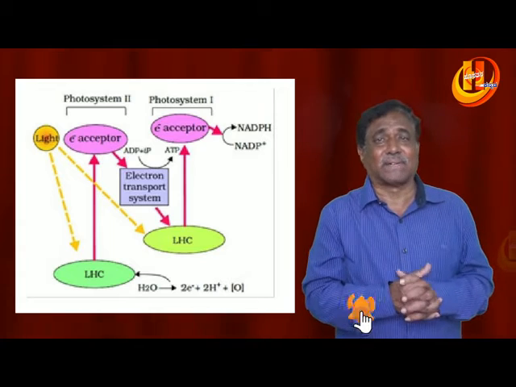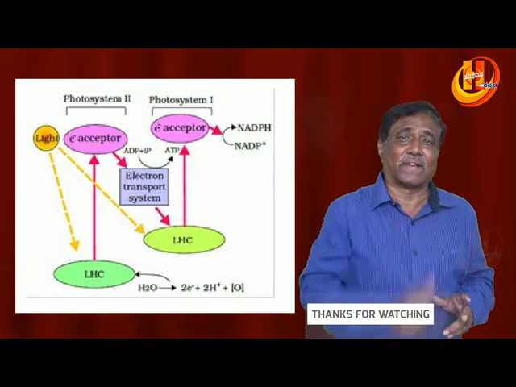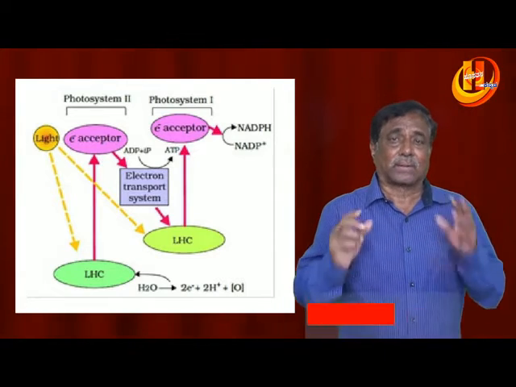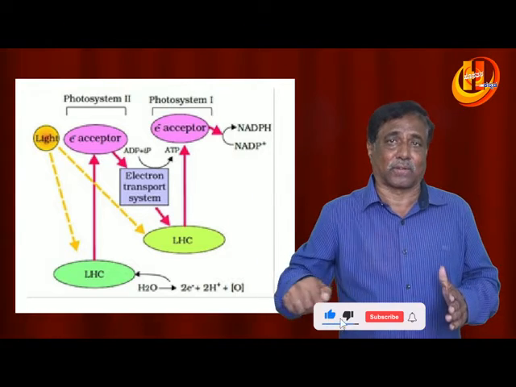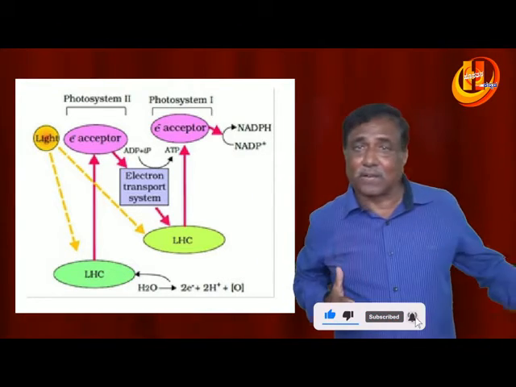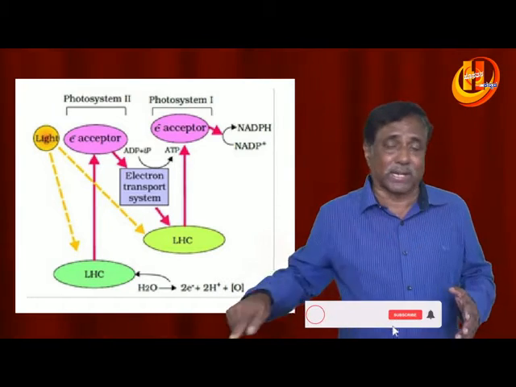So the light reaction involves photosystem 1 and photosystem 2. Photosystem 1 is cyclic photophosphorylation. In cyclic photophosphorylation, the electron ejected from the chlorophyll returns back to the chlorophyll. In PS2, non-cyclic photophosphorylation, the electrons ejected from the chlorophyll do not return to the chlorophyll.